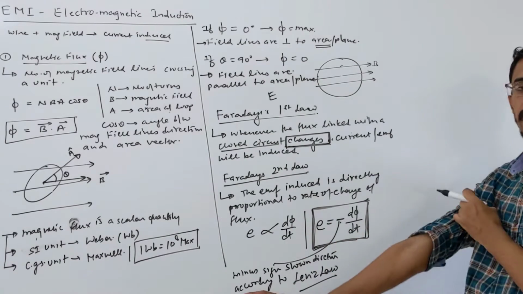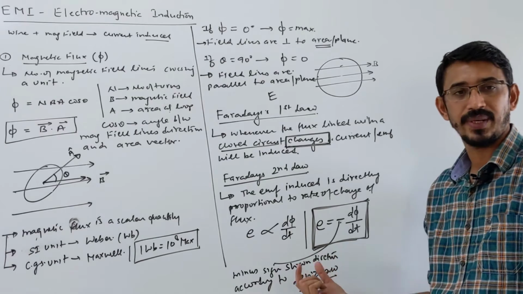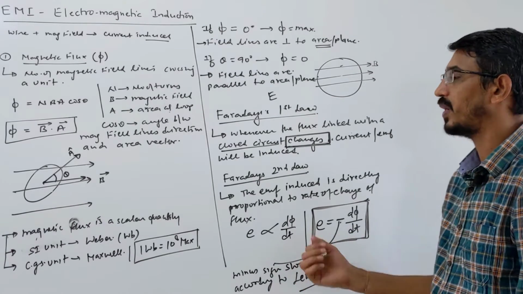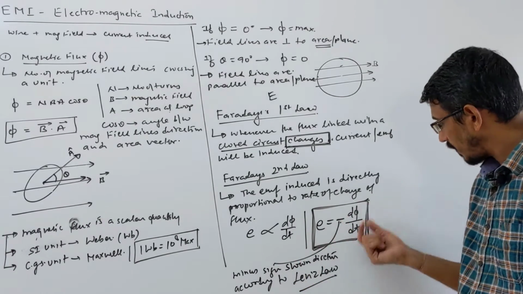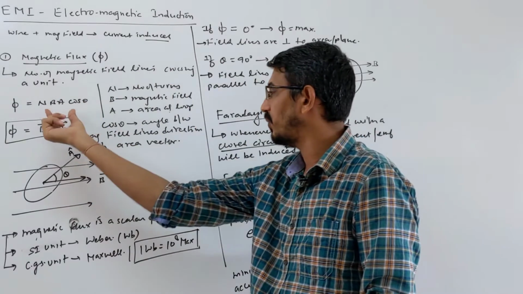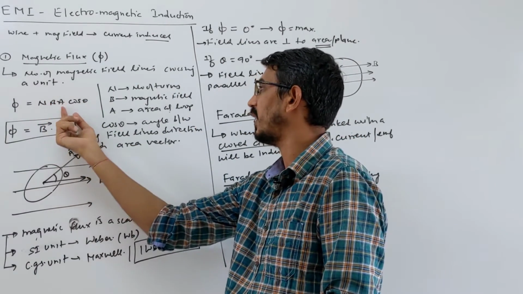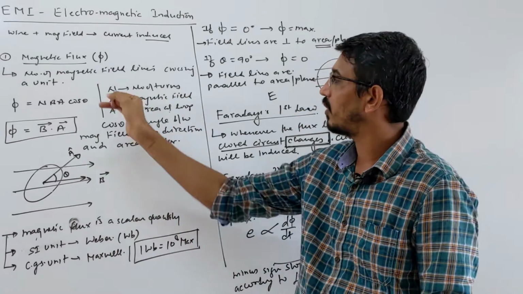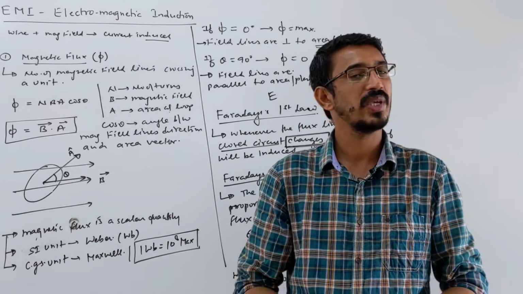So what happens when we talk numerically? We need a changing flux. Changing flux will produce your EMF, so d phi by dt. Now look here, what is phi? You have 4 things: number of turns, magnetic field, area, and cos theta. If any one of them is changing, then you have changing flux, so EMF will be induced.